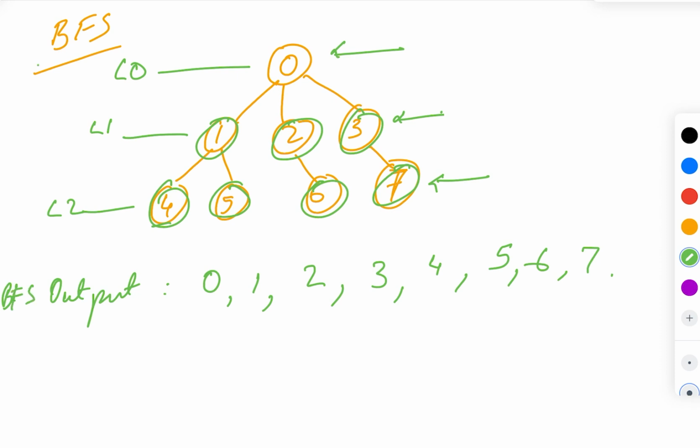BFS is pretty direct and straightforward. It is breadth first. So level by level, everything in the level comes out before you go in depth of any of the tree levels.